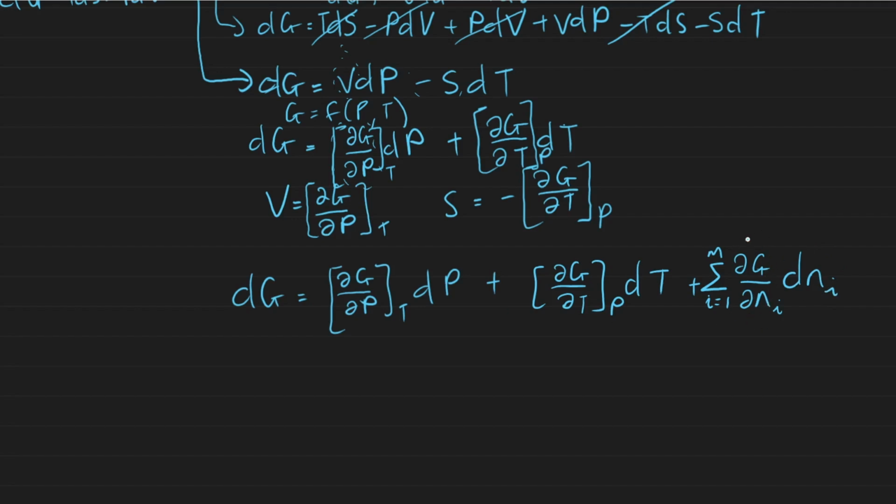So this quantity here, this ∂G/∂n, that is given a special name, and that is the chemical potential. We should also note here that we have ∂G/∂P, and that's at constant temperature, and now also constant number of moles, because that's one of the variables, and now this is at constant temperature and pressure. So ∂G/∂n, that is what we call the chemical potential.